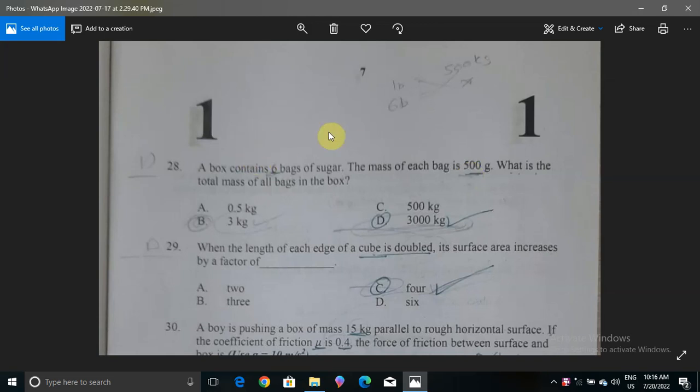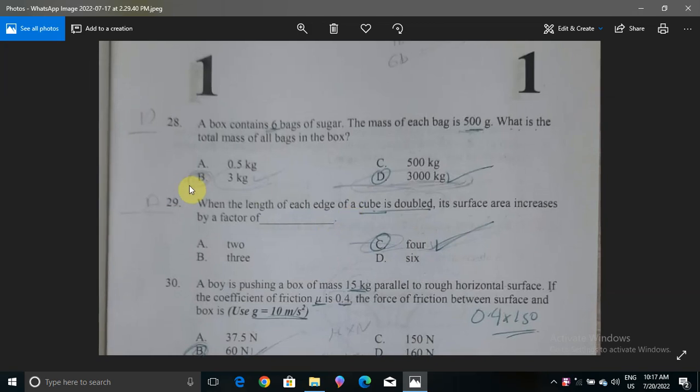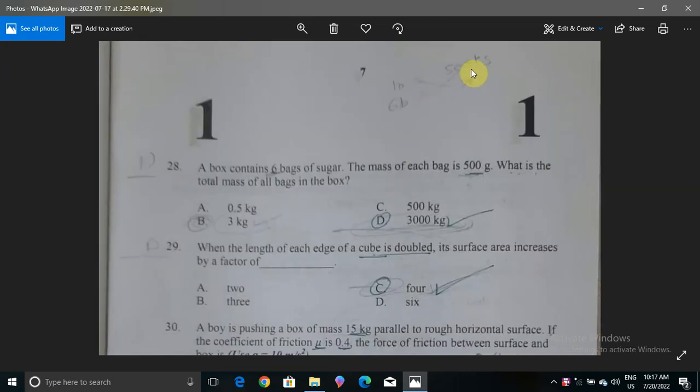We also have 6 bags of sugar. So when 1 bag is 0.5 kilogram, 6 bags is equal to what? It's not 500, but 0.5 kilogram, over x, then we crisscross, and it will be 3 kilogram, the correct answer, because here it was 500 gram, and to change gram into kilogram we divide by 1000. So that means 0.5 kilogram. We crisscross 6 times 0.5 kilogram, it will be 3 kilogram. So the correct answer for question number 28 will be choice B.